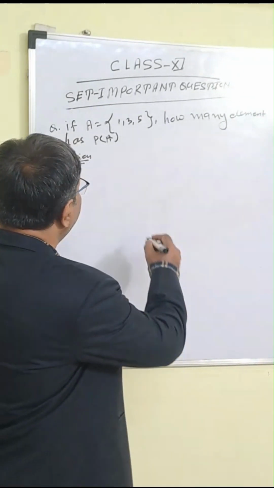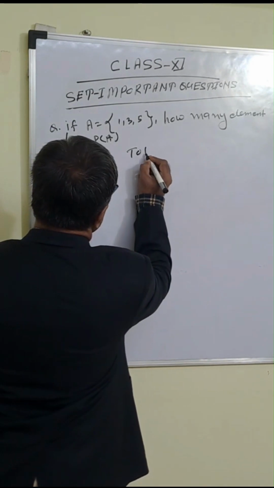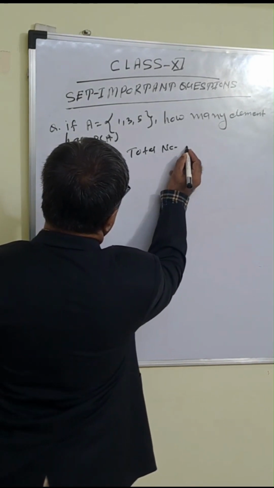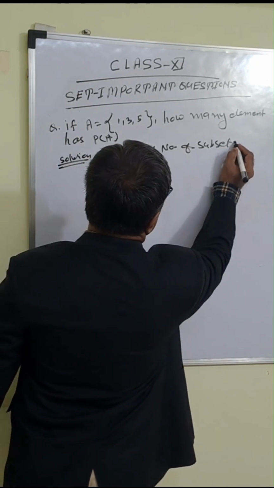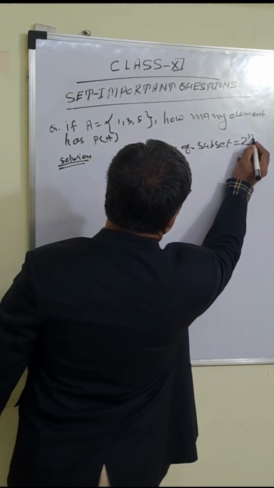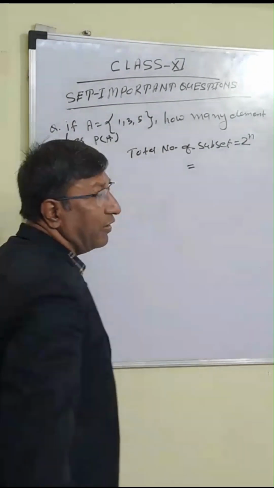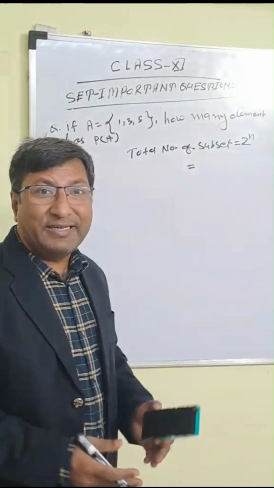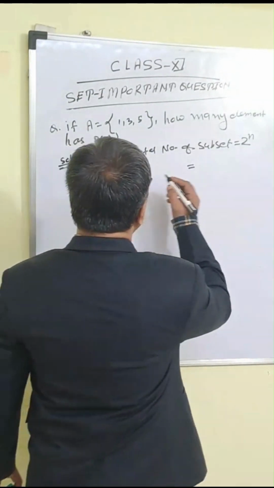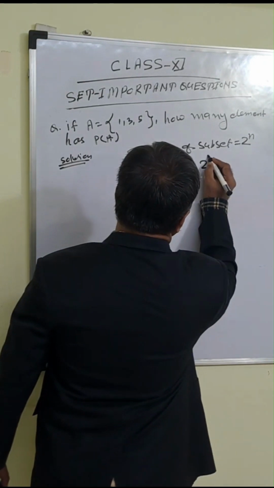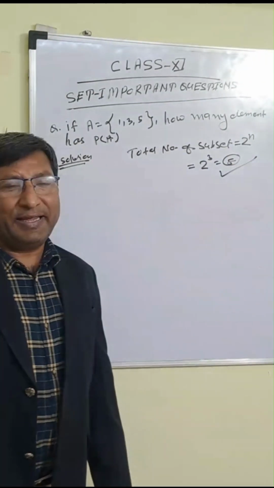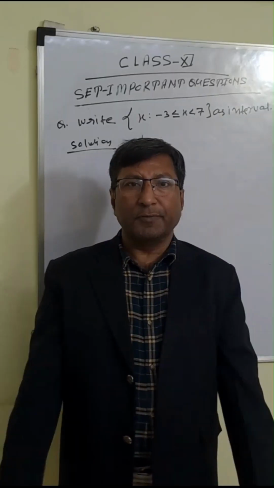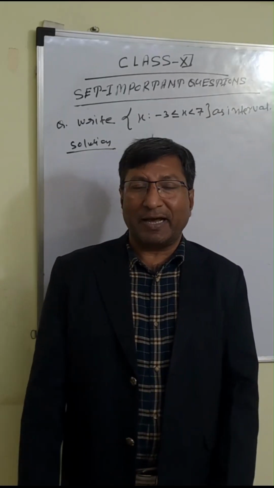So you know the trick, total number of subsets. Total number of subsets is what? 2 to the power n, where n is what? Number of elements in the set. So here 3 elements given. So 2 to the power 3, 8. So our correct answer is what? 8.